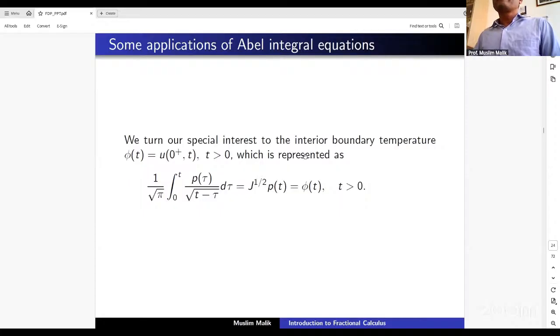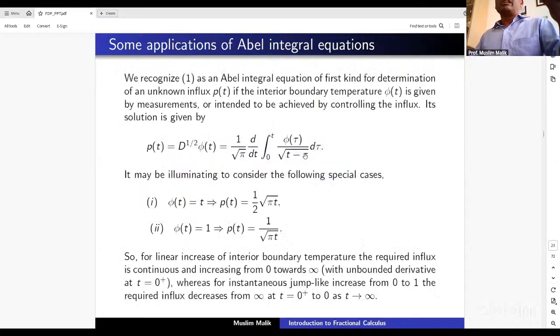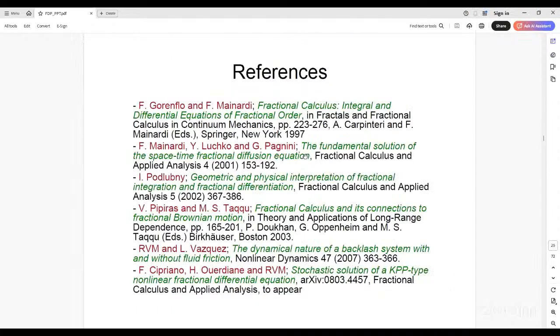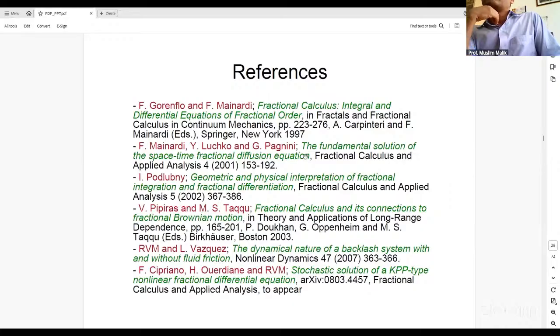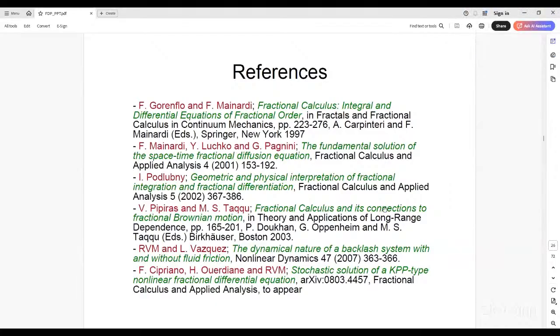Does anyone have any question? Okay, so here we have the same application. These are some references for the fundamentals of fractional calculus. Good afternoon, sir. Good afternoon, ma'am.